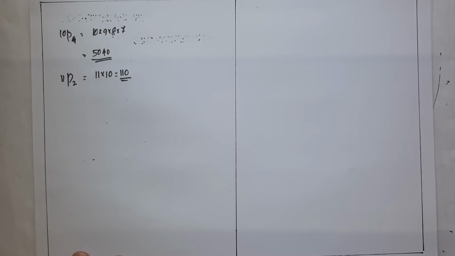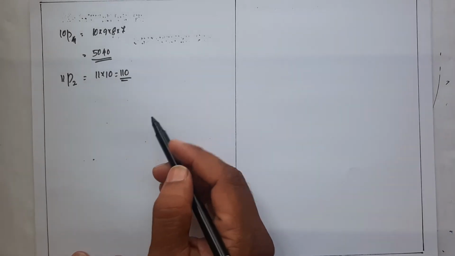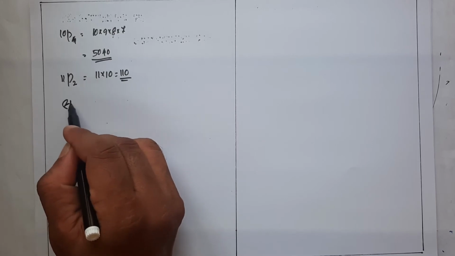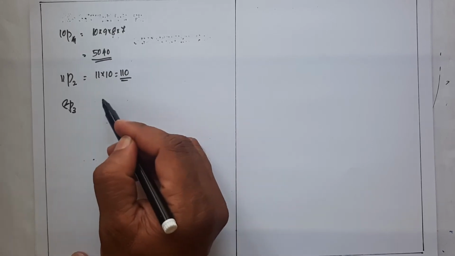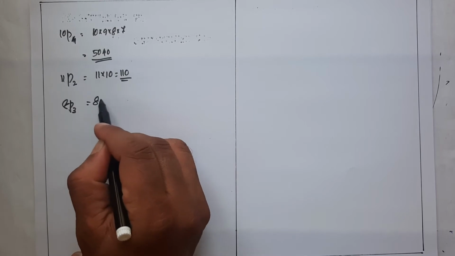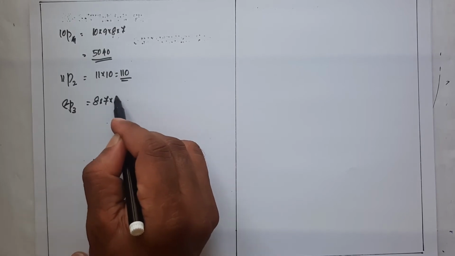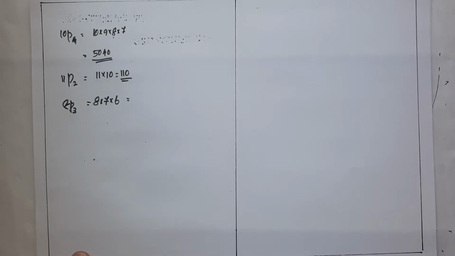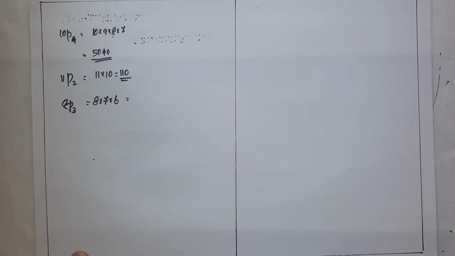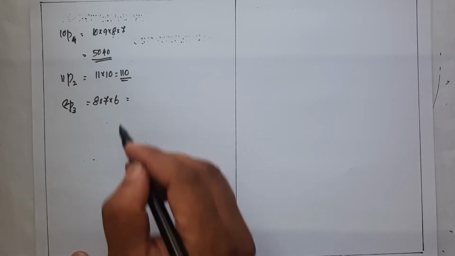Suppose I write one more question. If you want to find 8P3. What is 8P3? That is 8 into 7 into 6, which is equal to 56 into 6, that is 336.